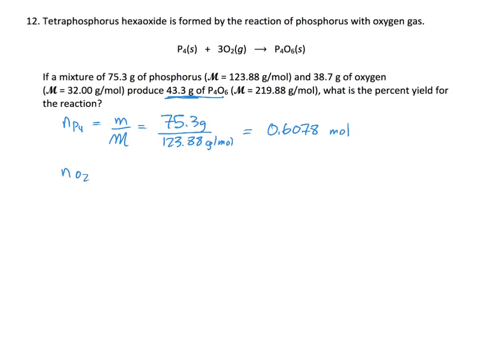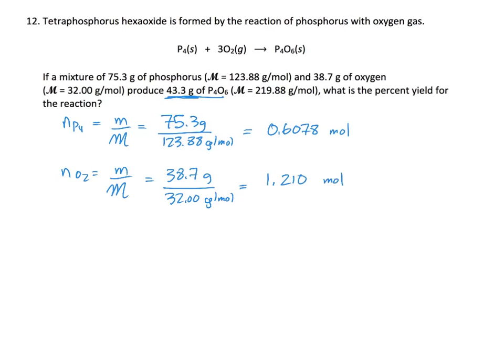Moles of O2, mass over molar mass, 38.7 grams over 32.00 grams per mole is 1.210 moles.